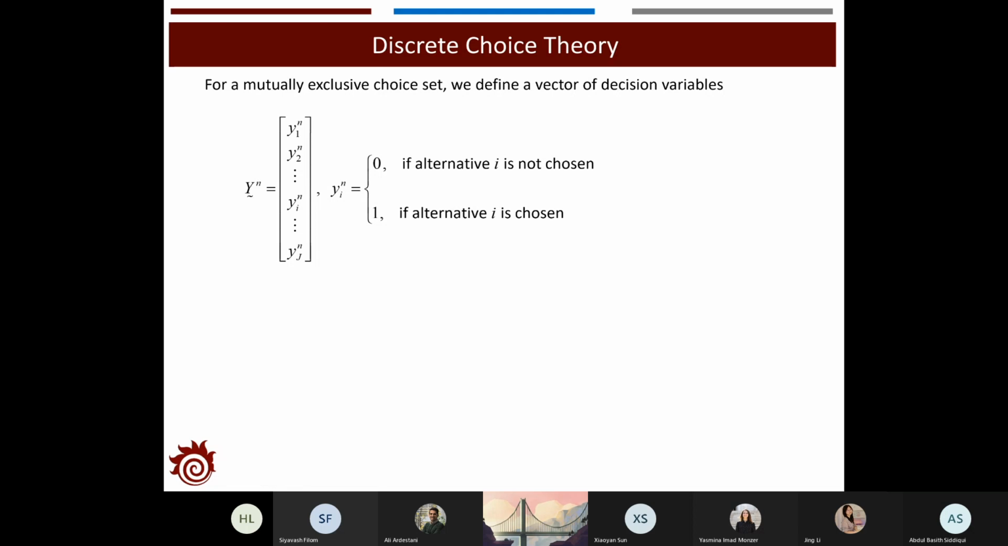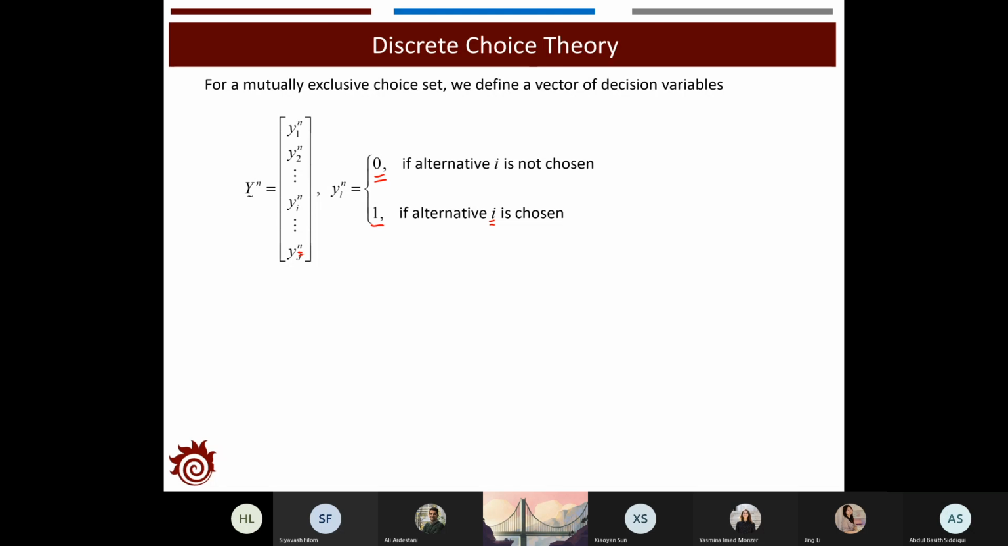So for the output vector with respect to n individuals, for the individual n with j different alternatives, they can only choose one. If the alternative i is chosen, then y_in is 1. If it's not chosen, then it's always 0. So for each individual, there's only one cell with the value of 1. The others will be 0. So that's the decisions from each individual.